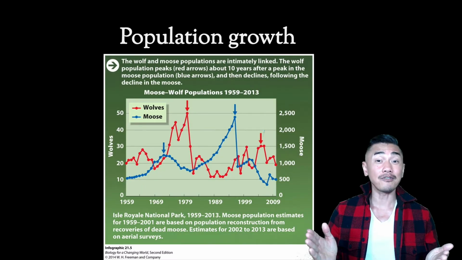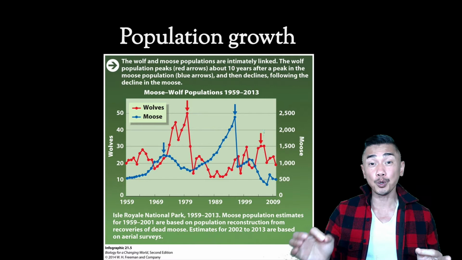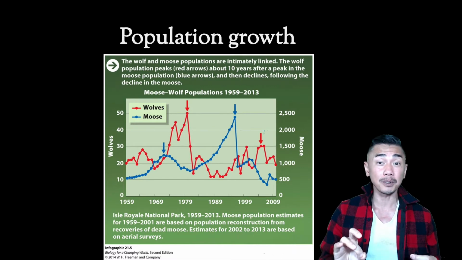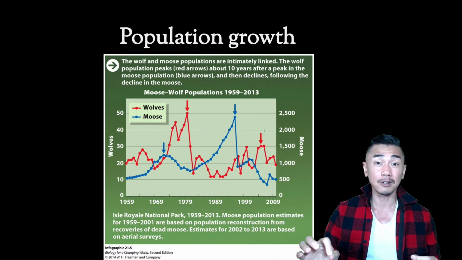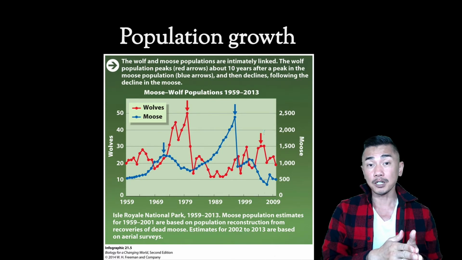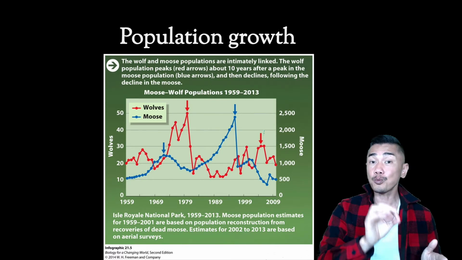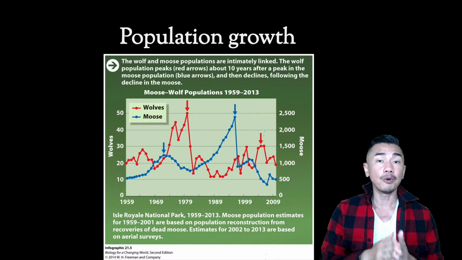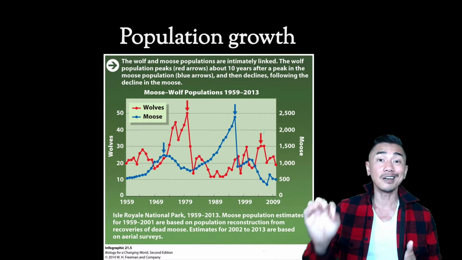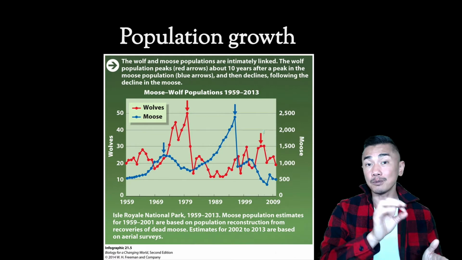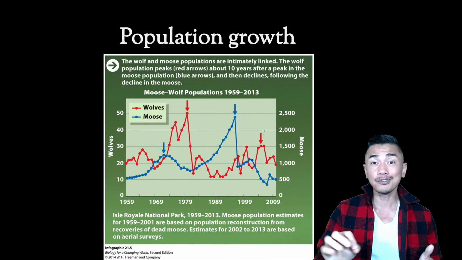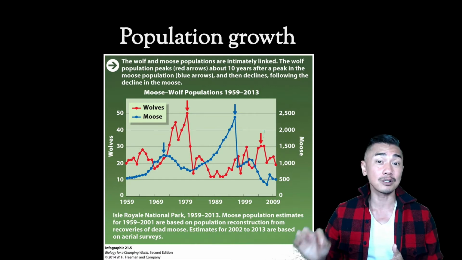In this infographic, you can see the cycle of boom and bust in wolf and moose populations on Isle Royale. Wolf and moose populations on Isle Royale are intimately linked. Wolves are predators of moose. When there are more wolves, there are less moose. When there are less moose, there are less wolves, allowing the moose population to recover.